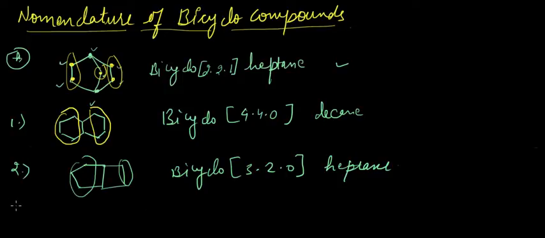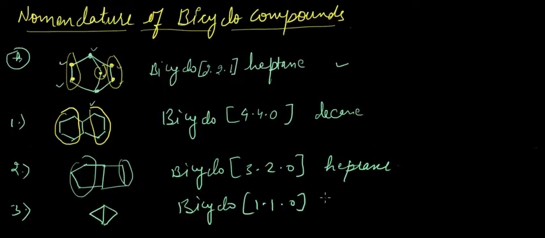Okay, let's look at another example. We have something like this. So what would be the name? Bicyclo 1.1.0 butane.